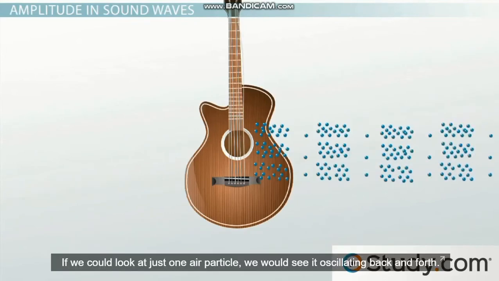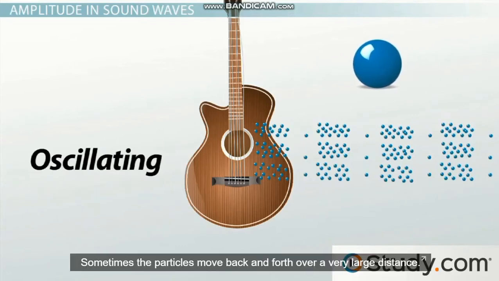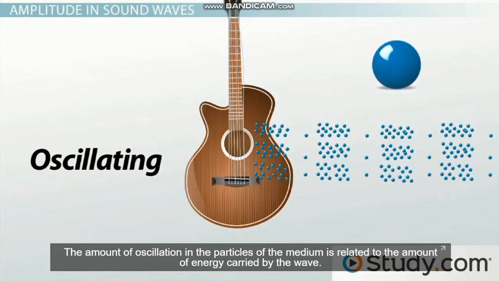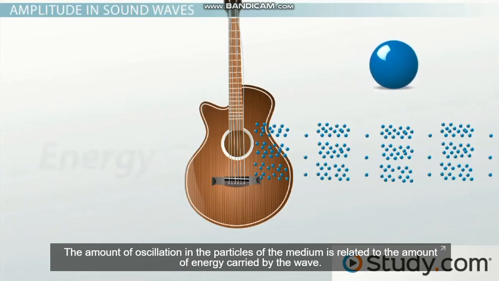If we could look at just one air particle, we would see it oscillating back and forth. Sometimes the particles move back and forth over a very large distance. Other times the particles oscillate just a little ways. The amount of oscillation in the particles of the medium is related to the amount of energy carried by the wave.